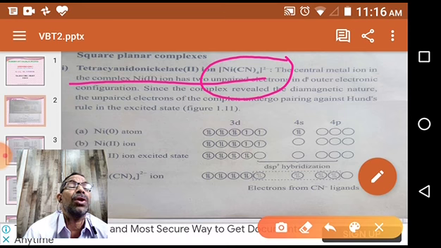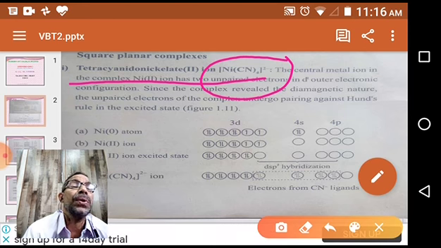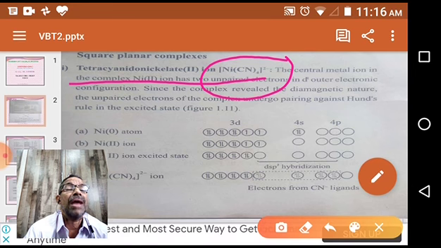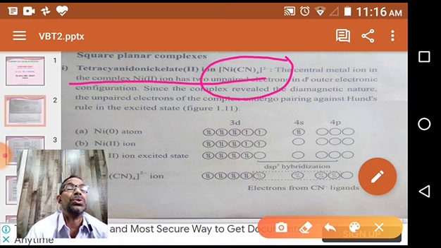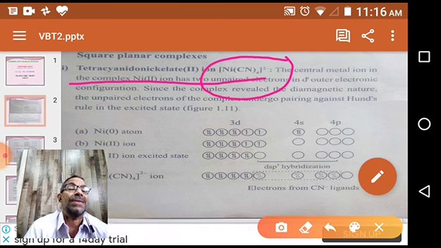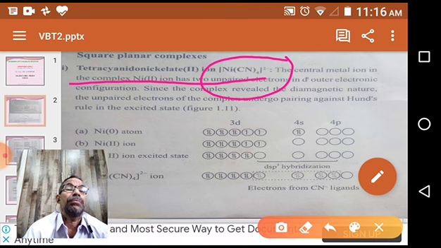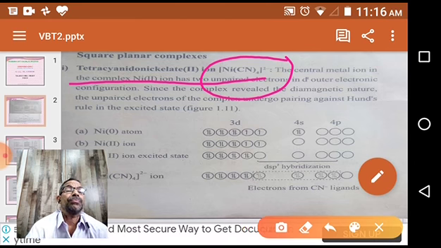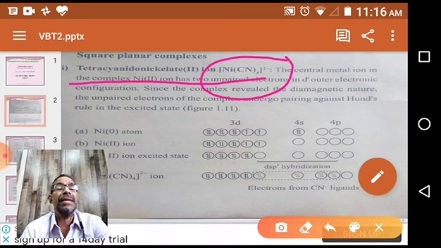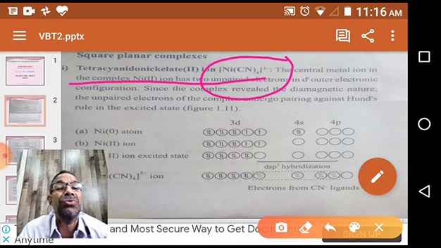In this anionic complex, nickel is the central atom. It is bonded to 4 cyanide ions, that is, ligands. That means the coordination number of nickel(II) is 4 in this complex. So nickel has to provide 4 orbitals. Let us see, nickel is in the zero state. What is the nickel atomic number? 28.